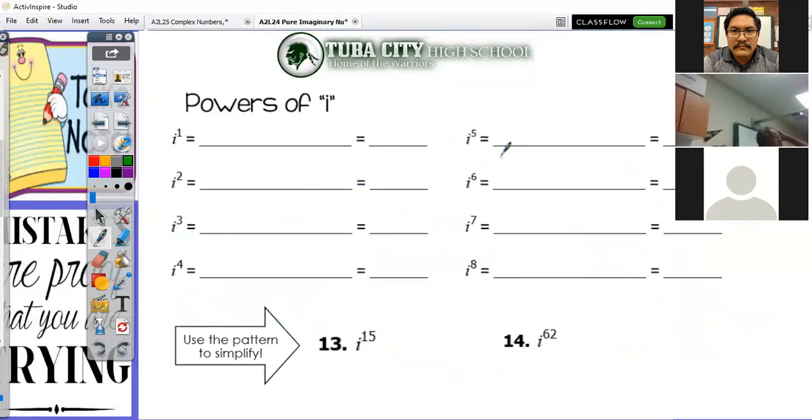All right, so powers of i. We know by definition, i to the 1 power, or just i, is the same thing as the root of -1. That is the definition of it. And we know that anything to the 1 power is that same thing, so we end up with i.